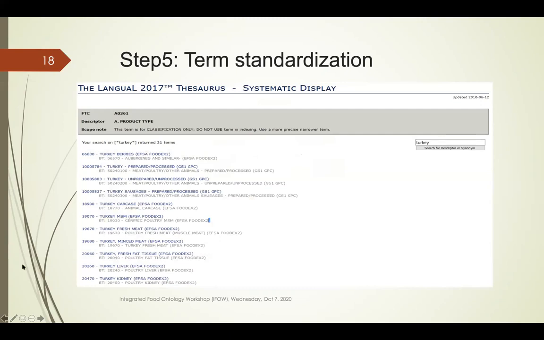So when it comes to term standardization, we did look into Langwell. For instance, when we searched for a term like turkey, in the context of roasted turkey, Langwell provided us with several concepts. Next slide, please. And the concept that we chose, which was relevant here, was prepared or processed turkey. Next slide, please. Okay, 1 minute.